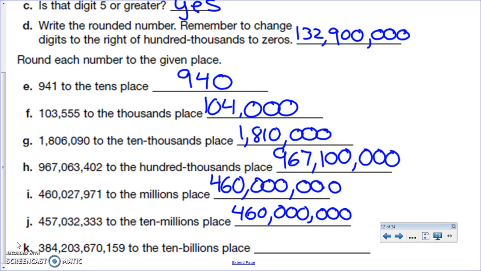For K, we have 384,203,670,159, and we need to round it to the 10 billions place. There's an 8 there, and we look to the right of it. It has a 4, which is less than 5. So it's going to round to 380 billion.